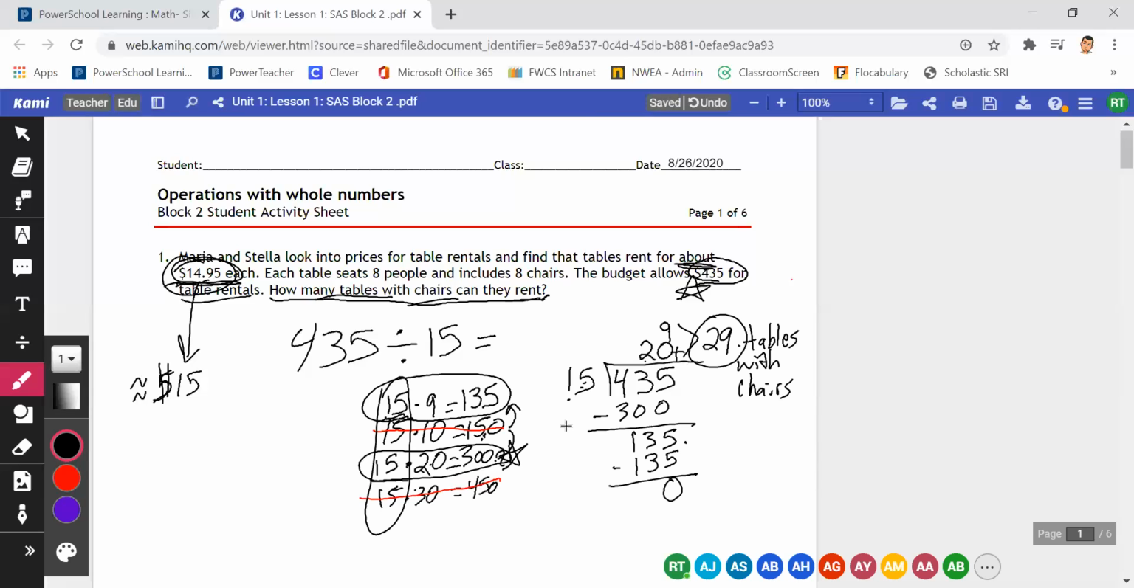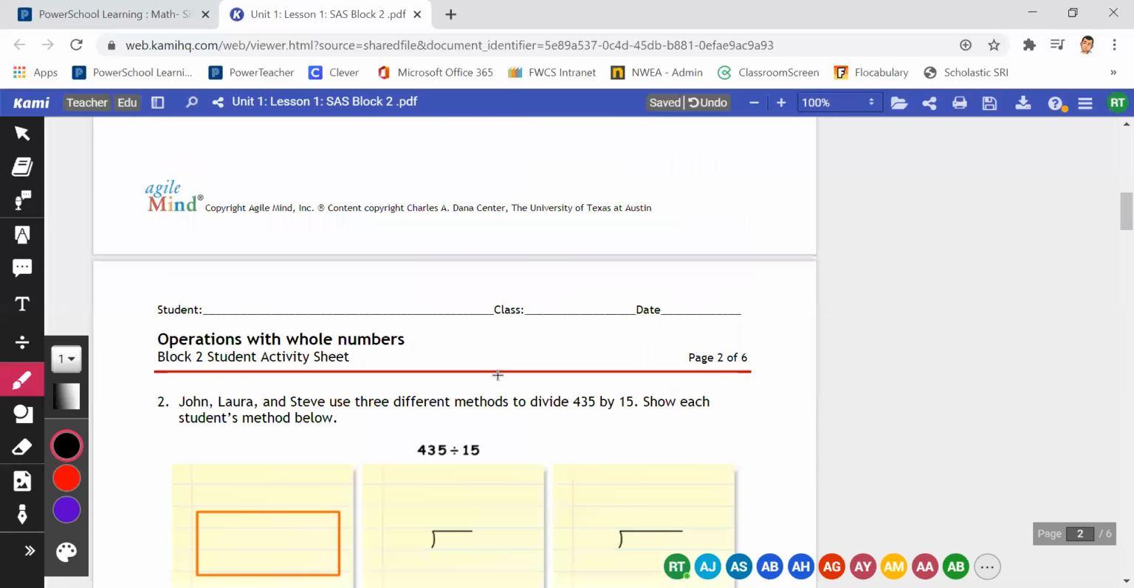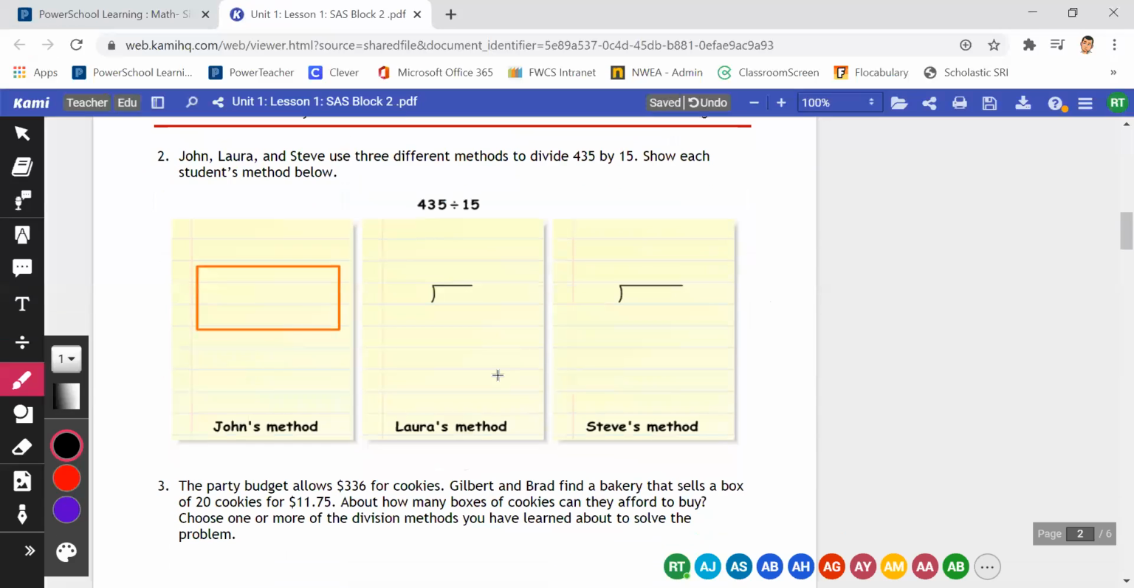Now there's multiple ways you can solve this division problem. I want you to choose the way that makes the most sense to you. So as we go down here, problem number 2 shows you the 3 different methods of dividing 435 divided by 15. We're going to look at John's method, Laura's method, and Steve's method.